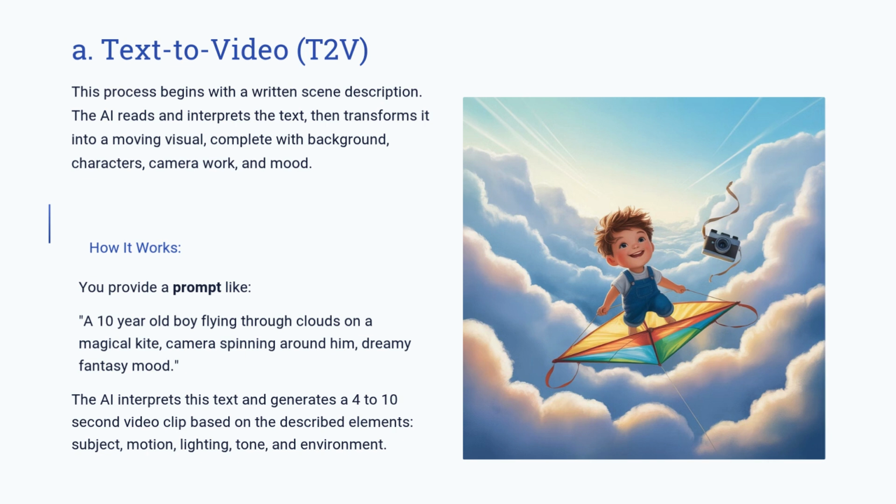Here's an example. Type something like, a 10-year-old boy flying through clouds on a magical kite, camera spinning around him, dreamy fantasy mood. The AI takes that and creates a short video clip, usually around 4 to 10 seconds, capturing all of it, the motion, the setting, the lighting, the atmosphere, everything. It's kinda like directing a mini-movie with just your words.